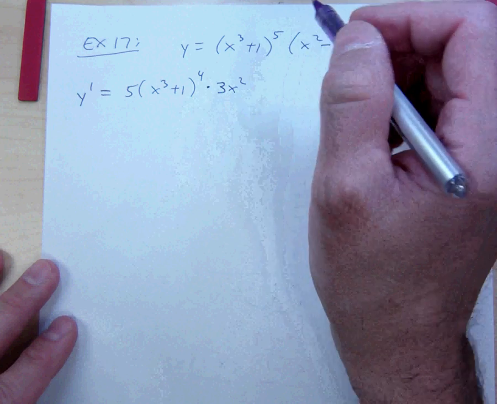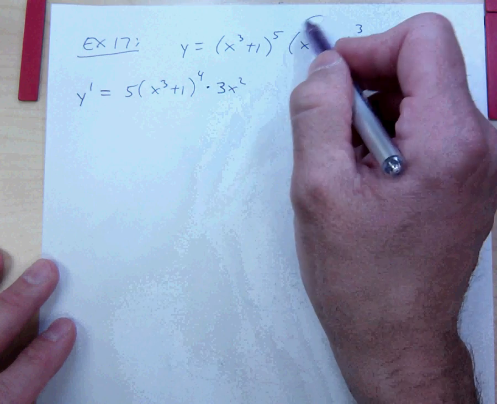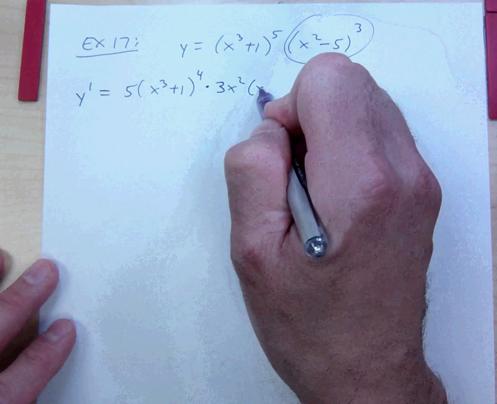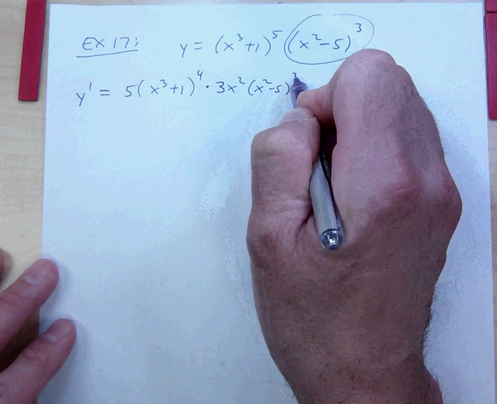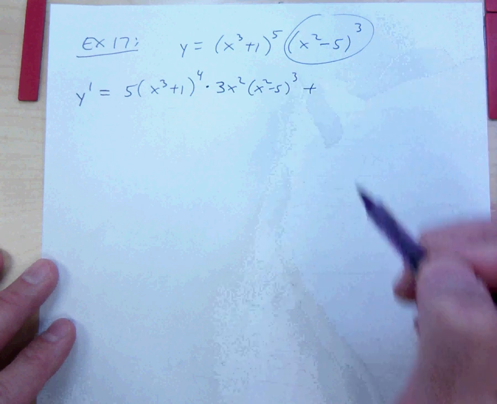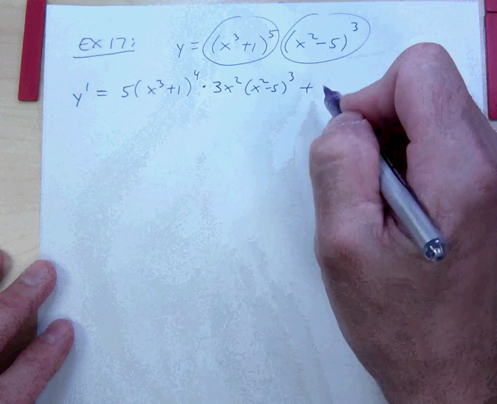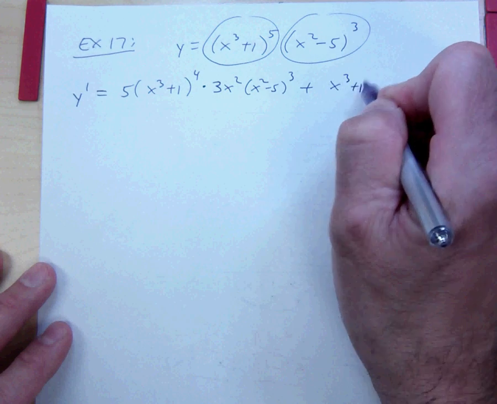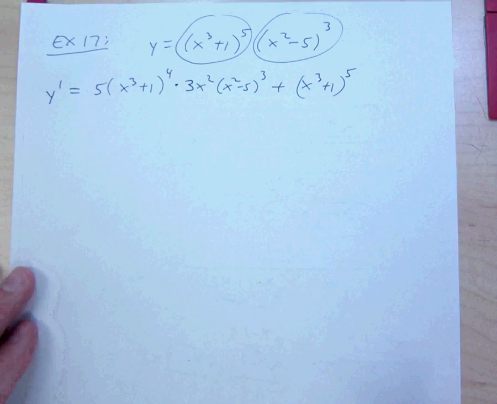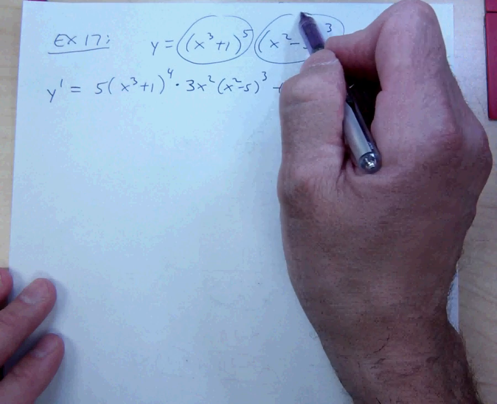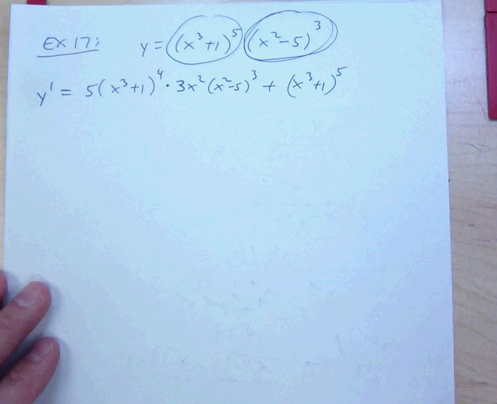And now times the second function, which is just this. And then plus the first function, which is just this. And now times the derivative of the second function. So now I'm about to take the derivative of that, which is a composition, so I'm going to have to use the chain rule on that.